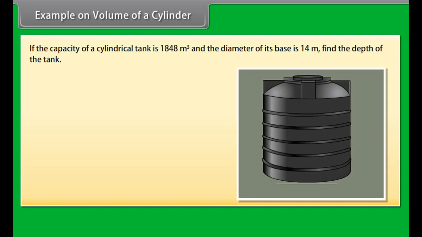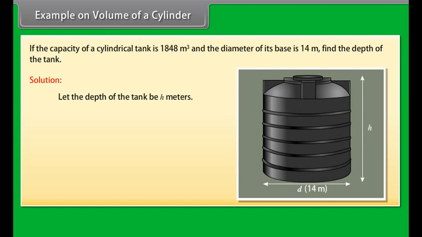Volume of a cylinder. A cylinder can be created by using two circles and a rectangle. The volume of the cylinder is directly related to the diameter of the circle. The volume of a cylinder is found by multiplying the area of its circular base by its height. That means volume of a cylinder is equal to area of circular base times height.